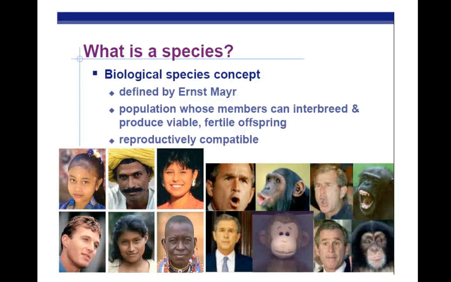So what is a species? A species is a population whose members can interbreed, have mate basically, and produce surviving, viable, fertile offspring. Fertile means being able to reproduce themselves. So essentially we're talking about organisms that can reproduce and make babies, and those babies can in turn make their own babies.